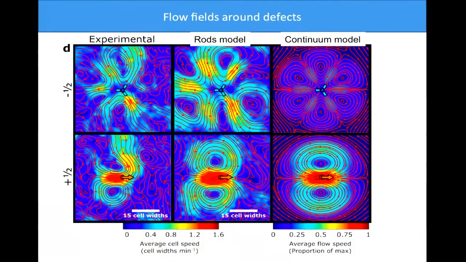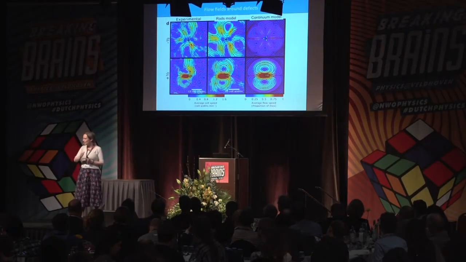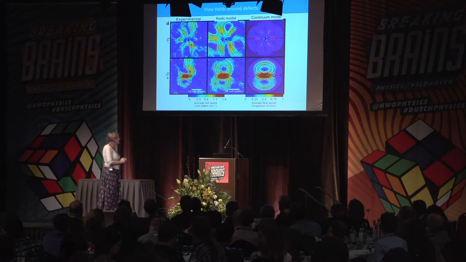Now, at this point, particularly for a supervisor, you say, so what? Nice pictures. What can we measure to see if these things are the same? So we thought it would be sensible to measure the flow fields. We can measure the flow fields around these topological defects in the continuum simulations, in these rod simulations, and in the experiments. The one on the right is the flow field using the continuum simulations. At the top, it's a minus a half defect. There you've got that six-fold symmetry. And at the bottom, it's a plus a half defect, and you get a net propulsion to the right.